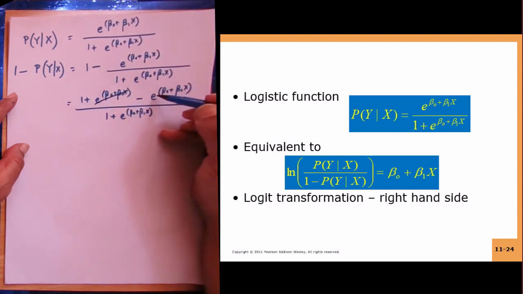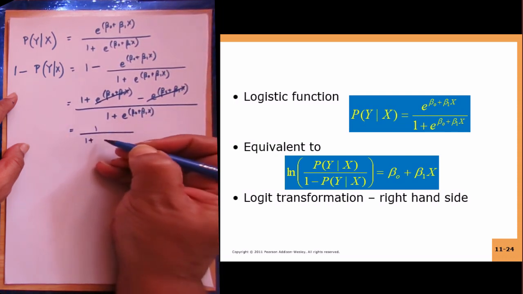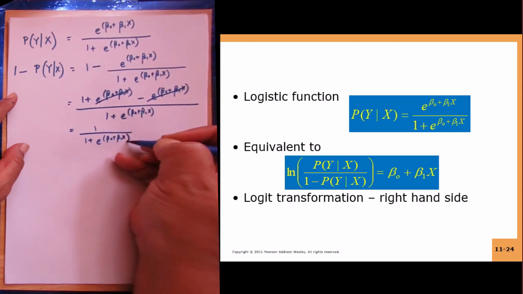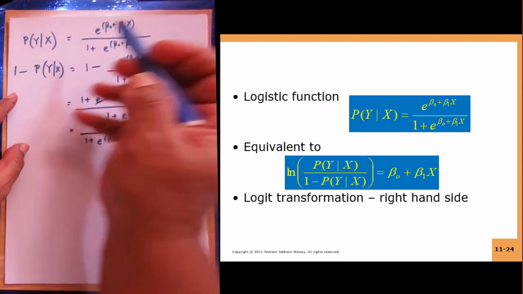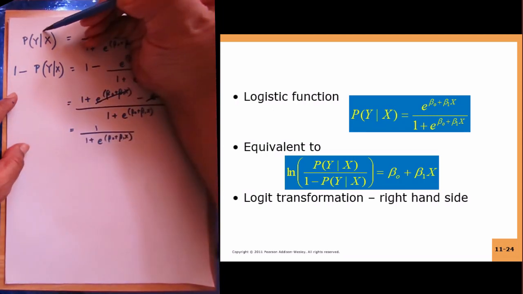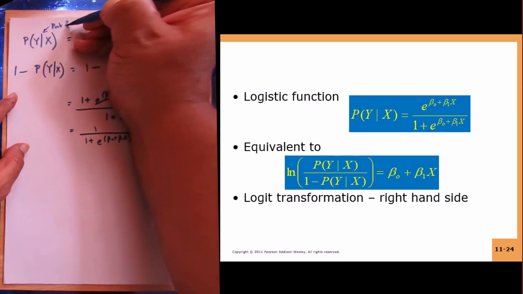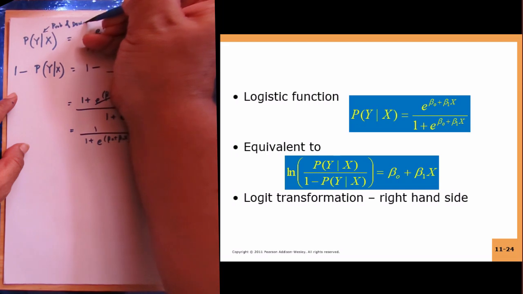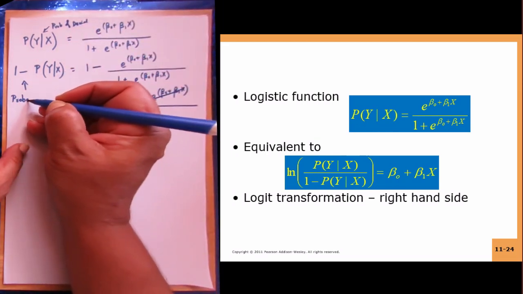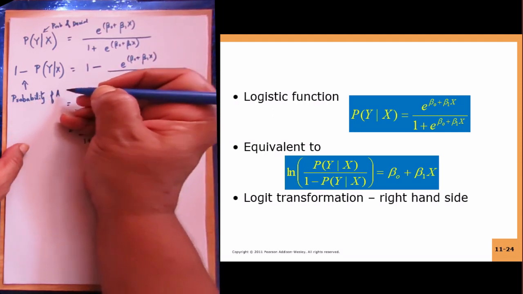So this and this cancel out. So you have 1 by 1 plus e to the power of beta 0 plus beta 1 x. So you have probability of y given x is this, and 1 minus it is the probability of denial. And this is the probability of approval, right? If you don't get denied, your mortgage application will be approved.